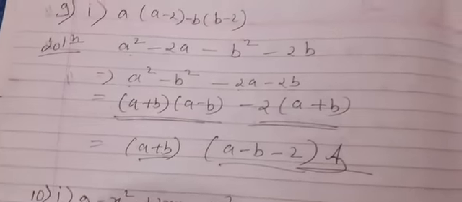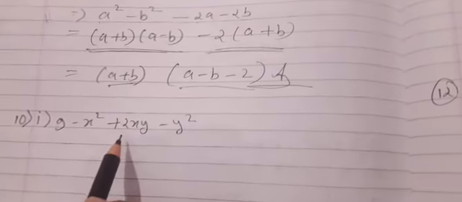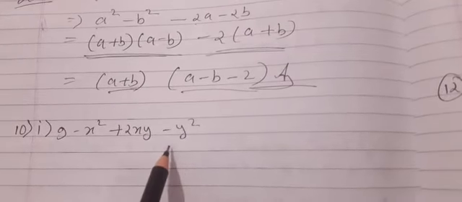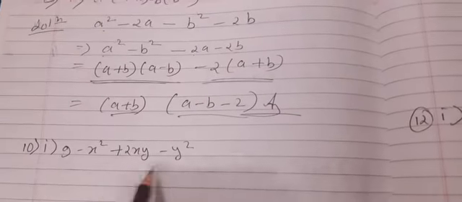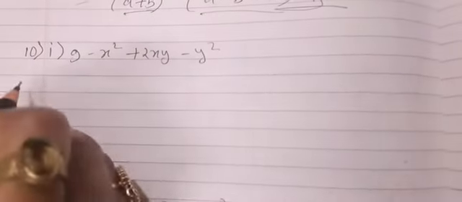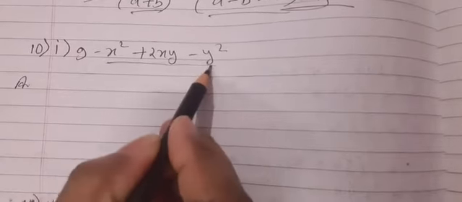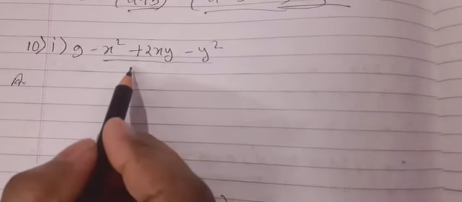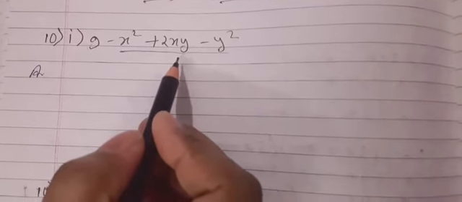Now our question number 10. First, see what is given: 9 minus x square plus 2xy minus y square. Now we have to think how we will convert the four terms into the form a square minus b square. That is not possible directly, but if you see carefully, these last three terms are somehow the square of a plus b or a minus b. So we have to think to convert in that way.